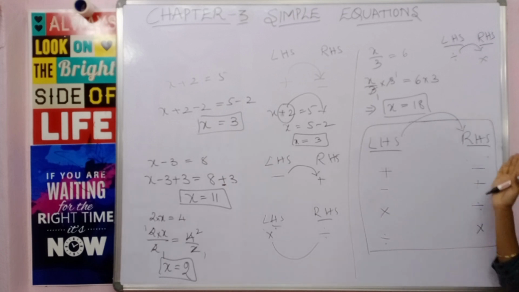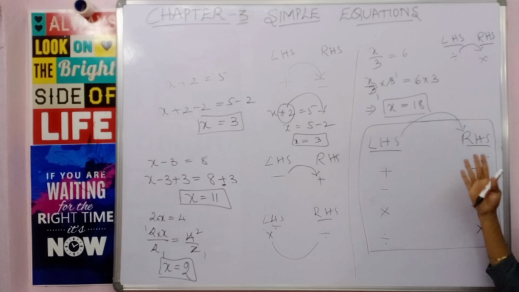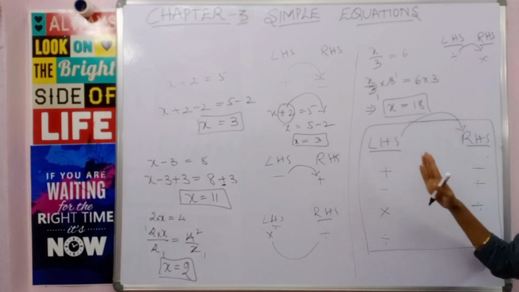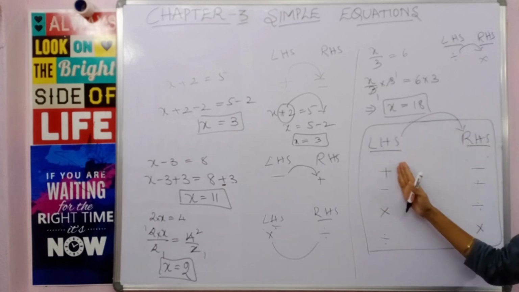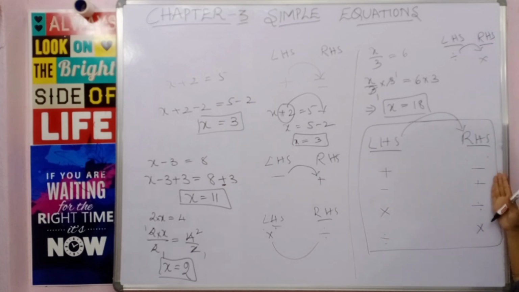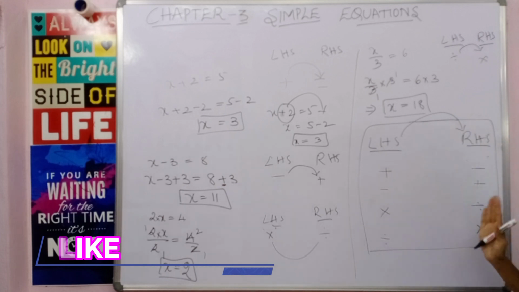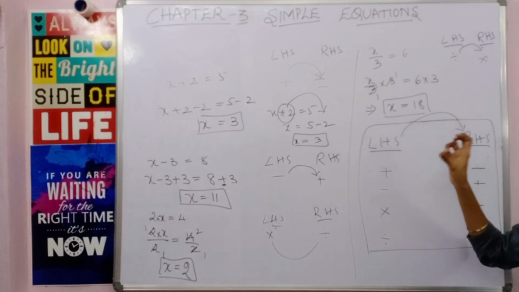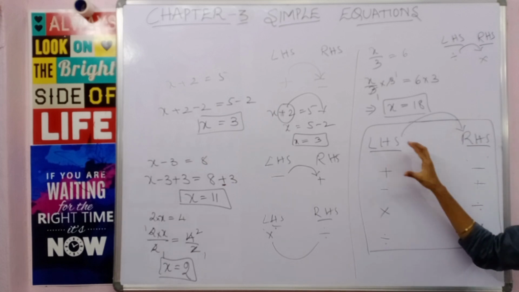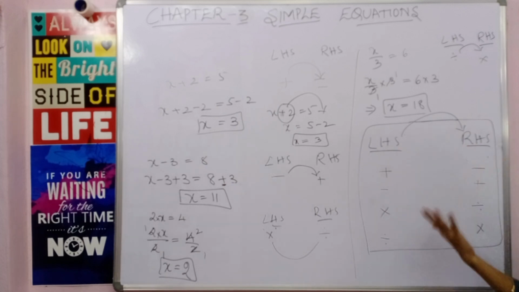Clear? Now this same rule applies for RHS to LHS also. You have seen we transposed a plus term from LHS to RHS and it became minus. If you transpose a plus term from RHS to LHS, it also becomes minus. So when you transpose plus from one side to the other, let it be LHS or let it be RHS.